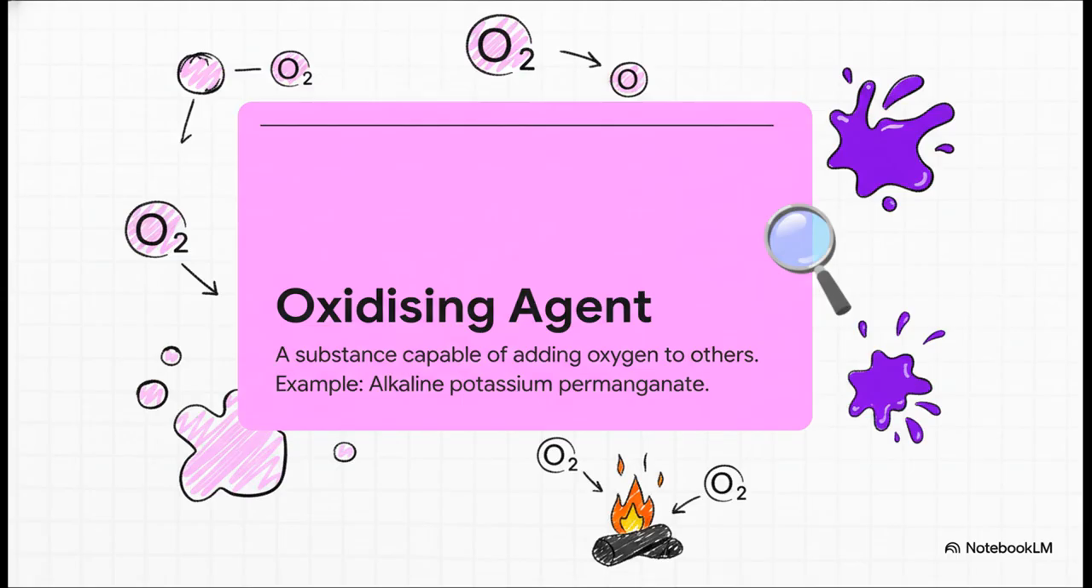So what exactly is an oxidizing agent? Well, think of it like a substance that carries around a bunch of spare oxygen atoms, and it's just really, really good at giving them away to other substances. A classic one you'd see in a lab is alkaline potassium permanganate. It's this really vibrant purple chemical that's fantastic at donating its oxygen.